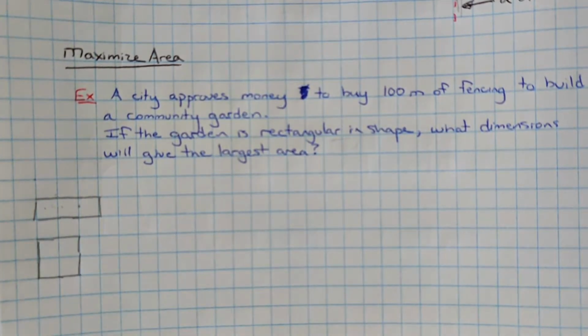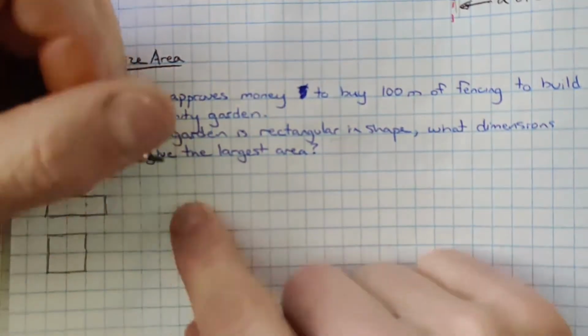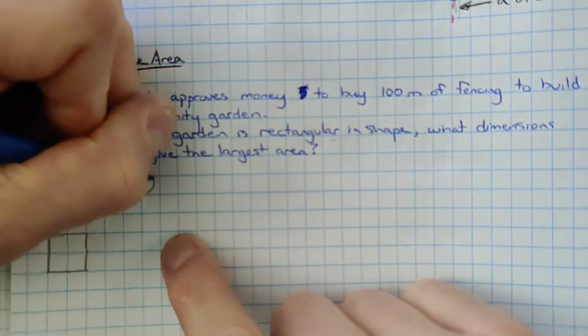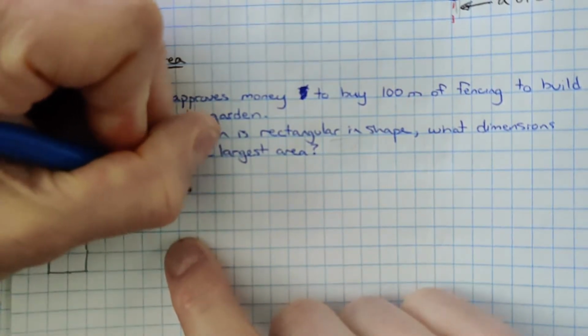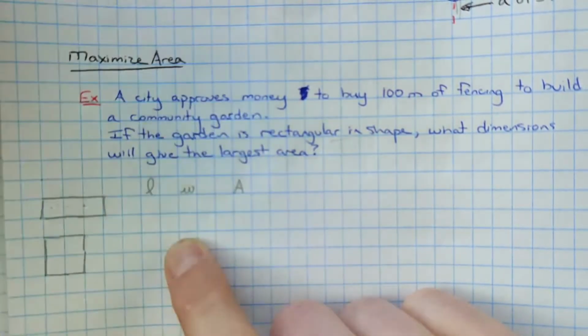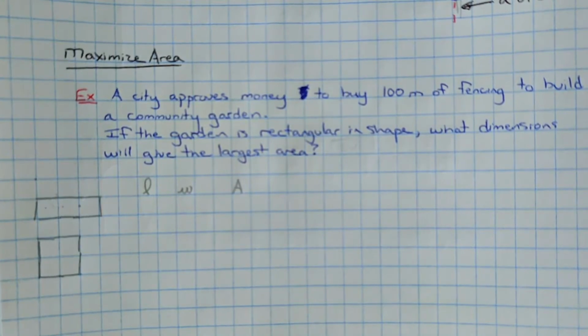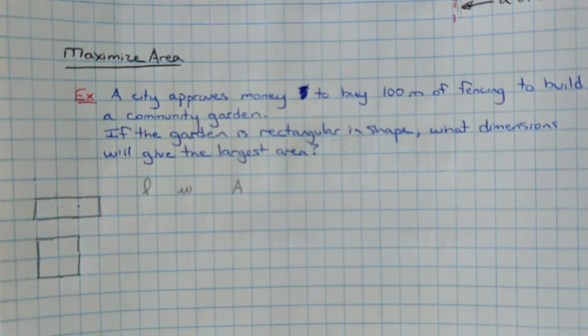So let's take a look at this, and we'll break this down to 100. We'll just break it down by tens. Seems nice. So we'll do length, width, and then the area. The length and the width have to add up to half of 100. Why? That seems weird. Why wouldn't they add up to 100? Why only half of 100?